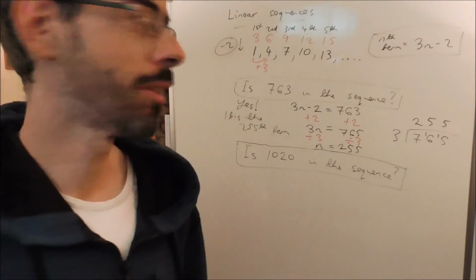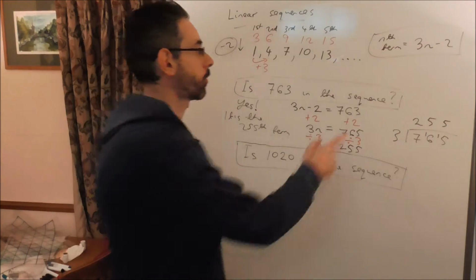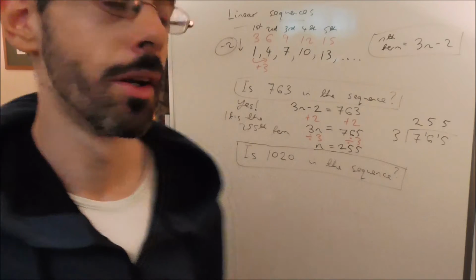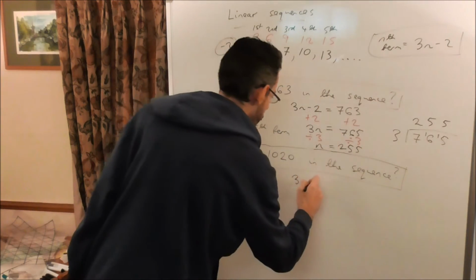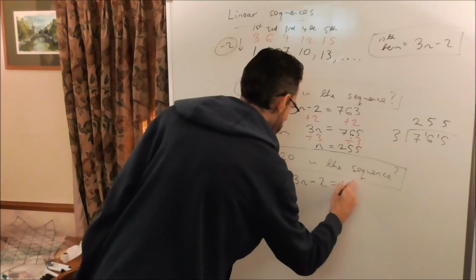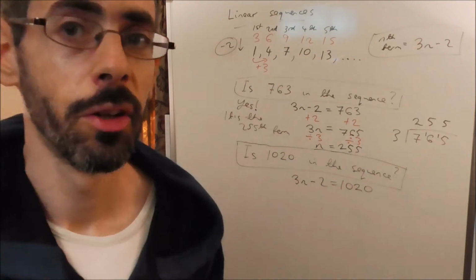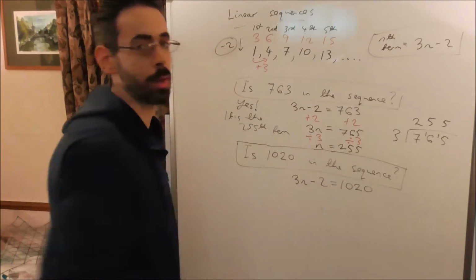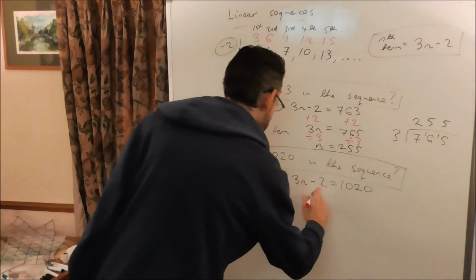Right, let's do the same with 1020. So is that in the sequence? In other words, is there a position number, a whole number, that you can put into this formula and get 1020? Again, let's see what n would have to be for this to equal 1020. If the answer is a whole number, then we'll know it is in the sequence. So let's see what happens. So I'm going to solve this equation by doing exactly the same steps. I'm going to add 2 first to get rid of the minus 2.